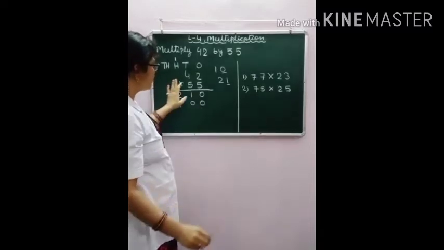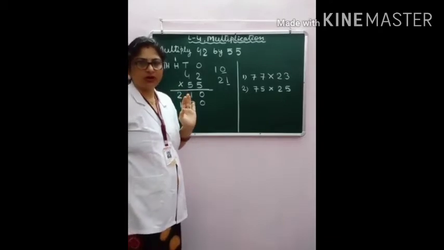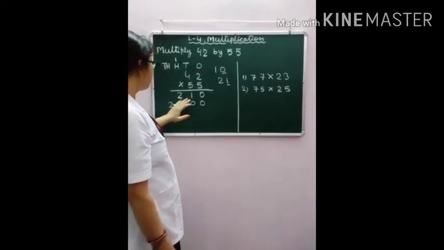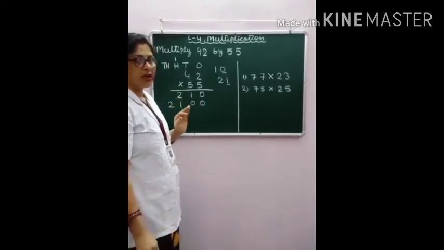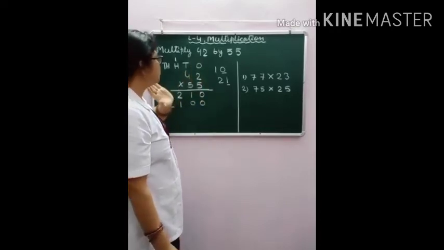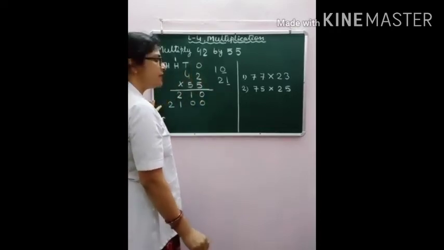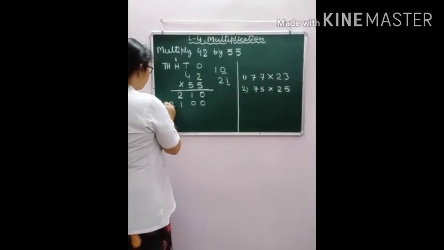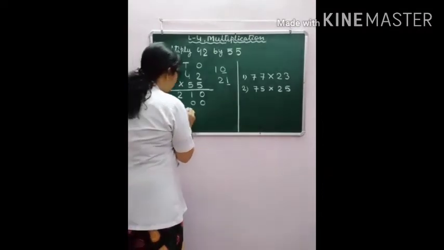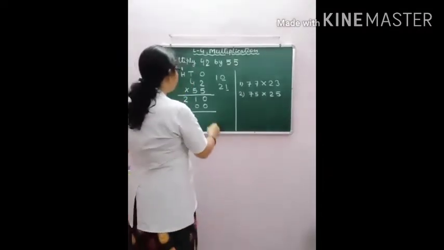Now our multiplication by these two digits is over. Now we have two sets of numbers. To find out the product of these two numbers, we have to add these two sets of numbers. Now we will add these two sets of numbers.